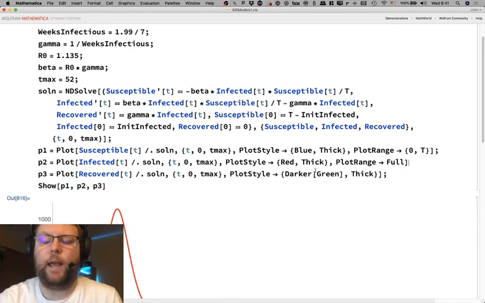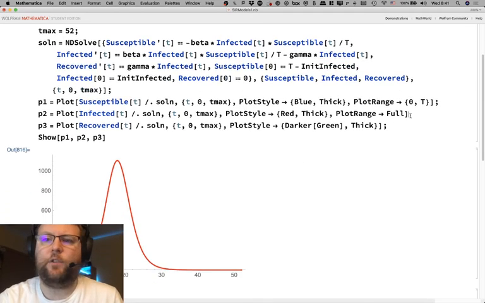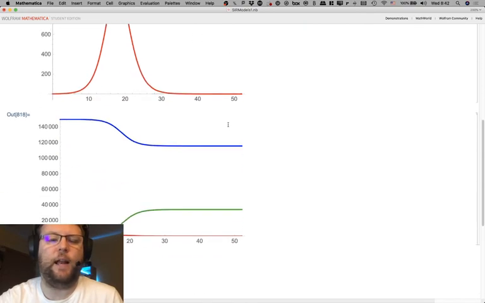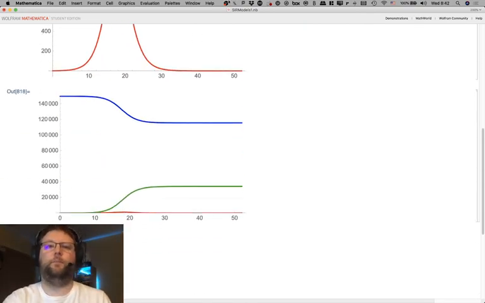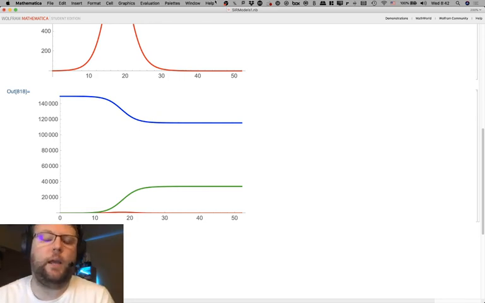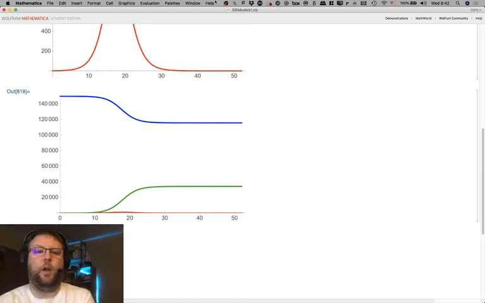in blue, red, and a dark green, respectively, and then put them all together on the same plot. Now, I left off a semicolon on this line here, which means that Mathematica will not suppress the output, so it will output things, because I wanted to plot just the infection curve by itself. But let's look at the money, or yeah, all three graphs put together.